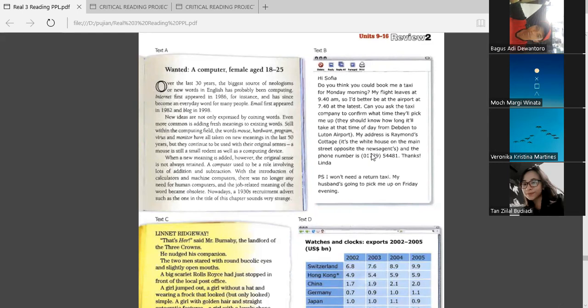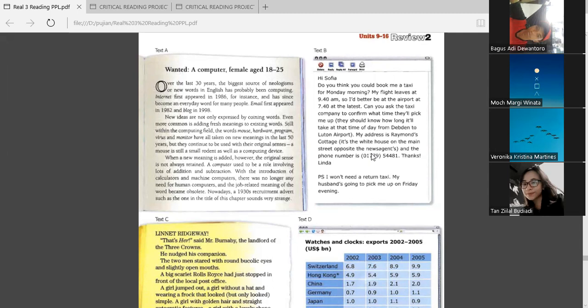Still within the computing field, the words mouse, hardware, program, virus, and monitor have all taken on new meanings in the last 50 years, but they continue to be used with their original sense. A mouse is still a small rodent as well as a computing device. When a new meaning is added, however, the original sense is not always retained.